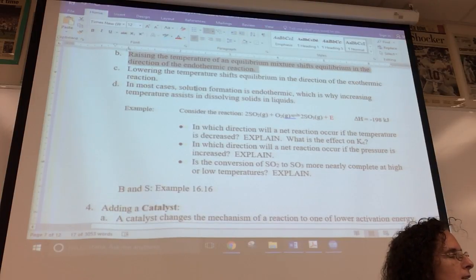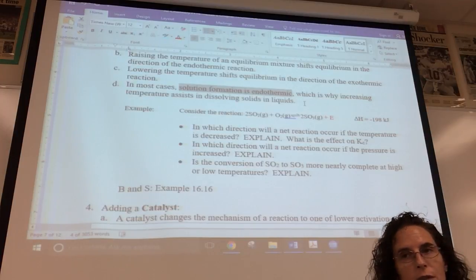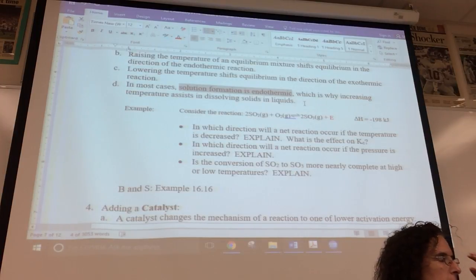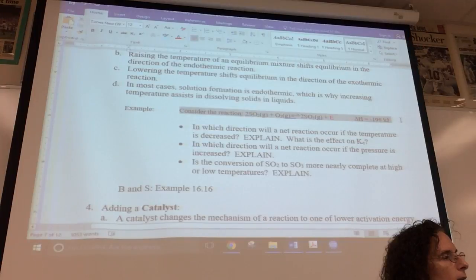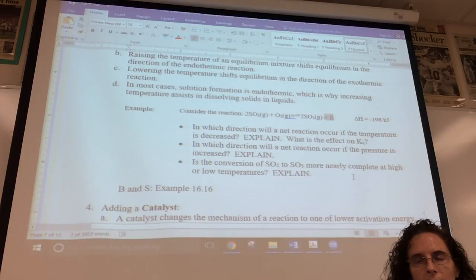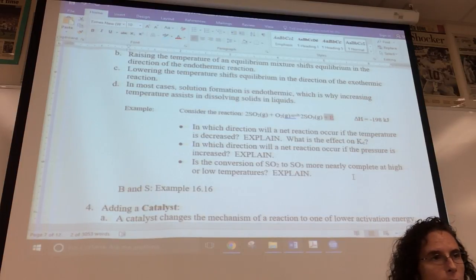It says in most cases, solution formation's endothermic, which is why increasing temperature is going to facilitate substances dissolving in liquids, making them aqueous. The following reaction is given, and I gave you an exothermic reaction. I probably would not have put in what's in red. You would immediately put the energy term on the right side because it's exothermic. If you do that, you'll be more successful with your predictions.